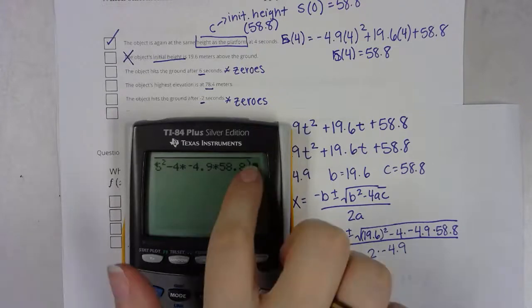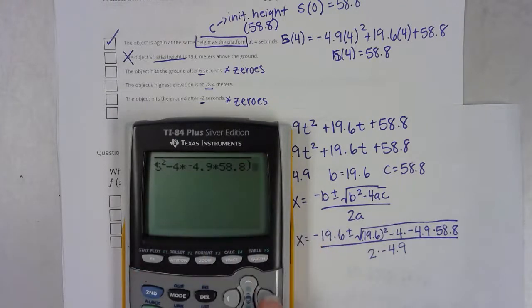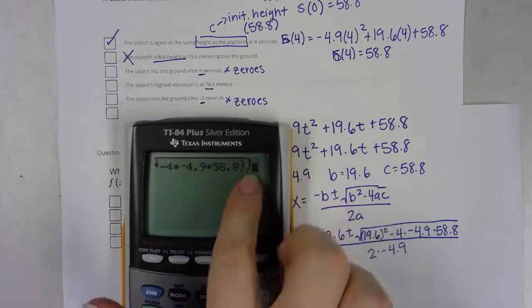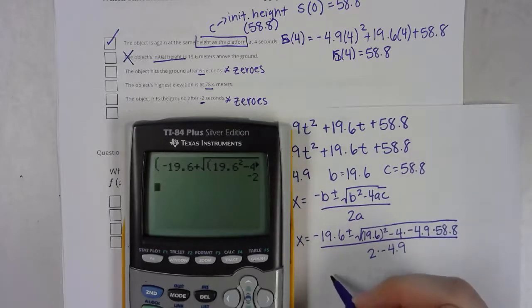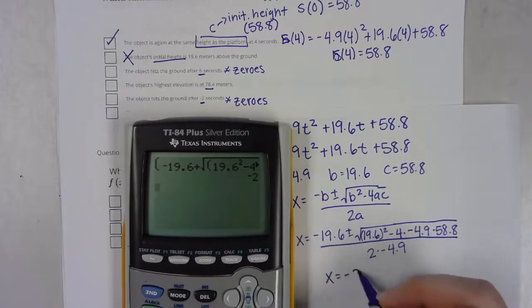I'm going to get out from under that radical. Be careful, I had to hit the right arrow in order to get out from under this radical. Divided, and I'm going to close that whole top. Divided by, in parentheses, 2 times negative 4.9, close parentheses. All of that gives me negative 2. So one of my possible x values is negative 2.